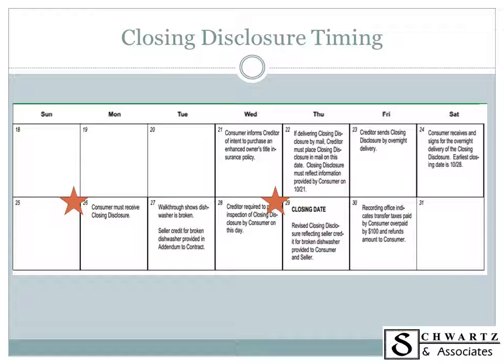Here is another example of the 3-day waiting requirement for the closing disclosure. The closing disclosure is received by the borrower on Monday. The earliest the closing can occur is on Thursday.